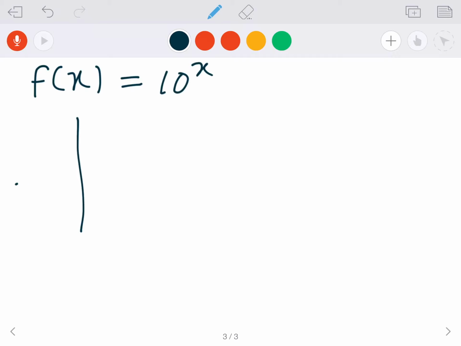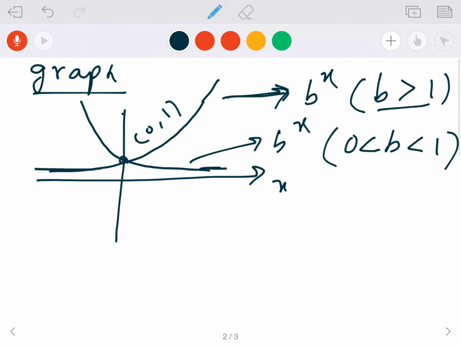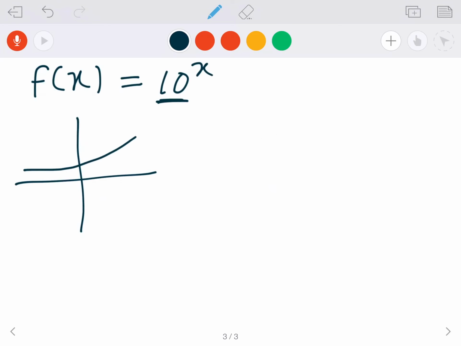So let's say we want to graph f of x equals 10 to the power x. Like I said, since this base is greater than 1, the graph is increasing like this, and it always goes through (0, 1).